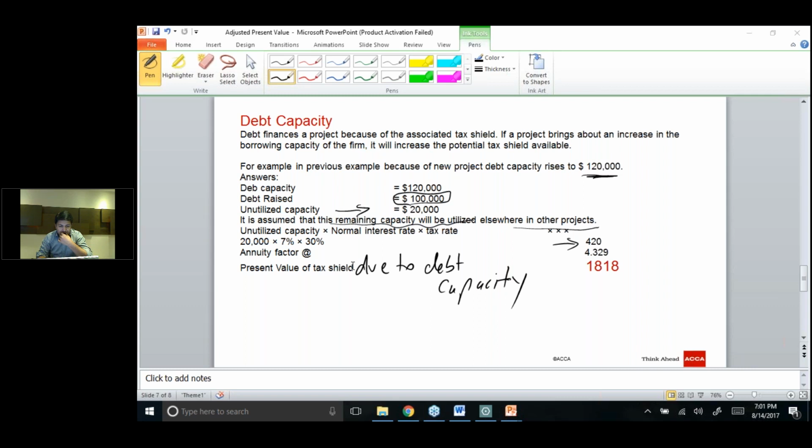Okay, there's another question. We have to use the present value of tax shield in APV calculation while taking assumption. Yes. If you guys don't have this slide, it will be provided. Don't worry.